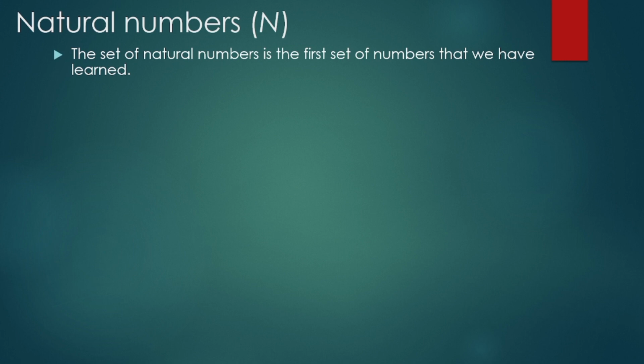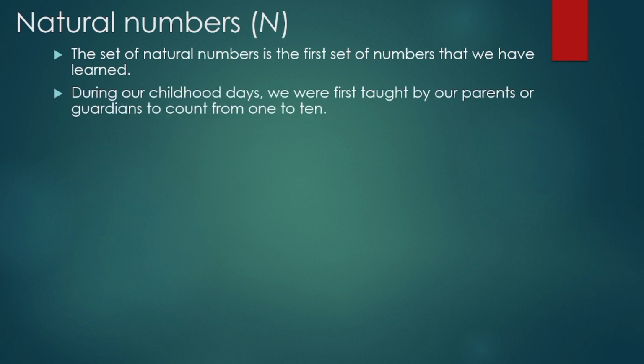Ano ba yung mga natutunan natin ng mga numbers nung tayo ay bata pa? Nung bata pa tayo, lagi tayong nag-uumpisa magbilang ng 1, 2, 3, 4, 5. So, yun po yung ating mga natural numbers. Nag-i-start po siya sa 1 and so forth. During our childhood days, we were first taught by our parents or guardians to count from 1 to 10. So, syempre, yan yung basic. So, yung 1 to 10 is part of the natural numbers. And then more than 10 natural numbers then po.